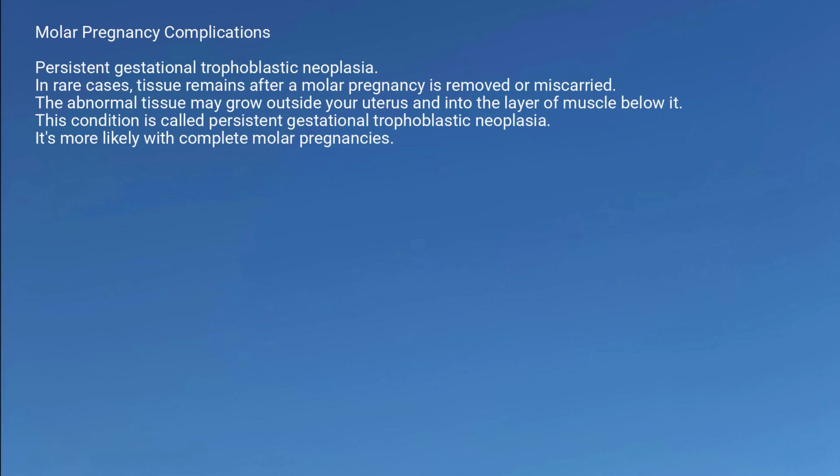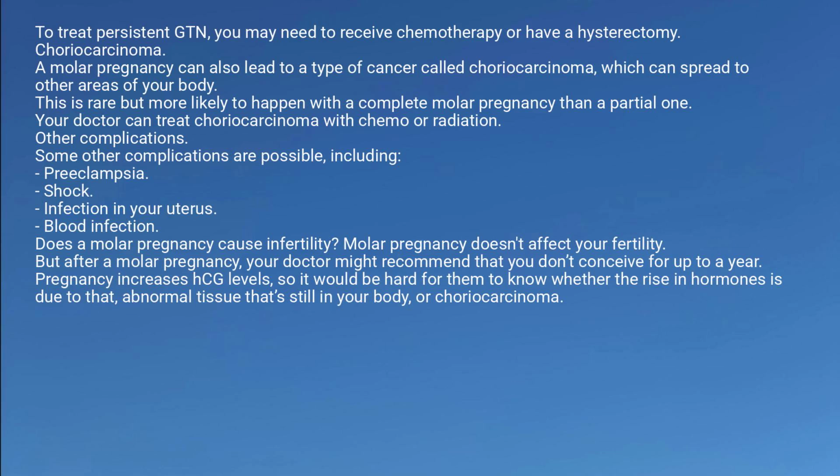Molar pregnancy complications. Persistent gestational trophoblastic neoplasia. In rare cases, tissue remains after a molar pregnancy is removed or miscarried. The abnormal tissue may grow outside your uterus and into the layer of muscle below it. This condition is called persistent gestational trophoblastic neoplasia. It's more likely with complete molar pregnancies. To treat persistent GTN, you may need to receive chemotherapy or have a hysterectomy.